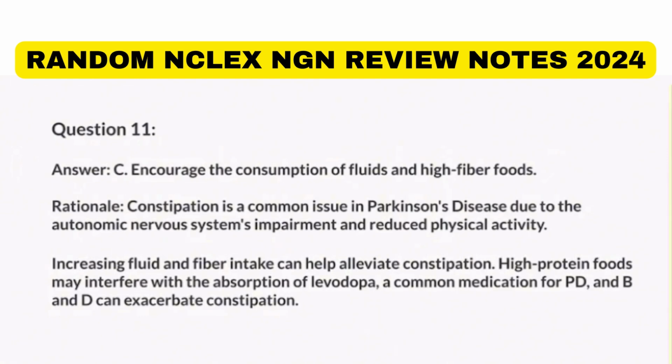Rationale: constipation is a common issue in Parkinson's disease due to the autonomic nervous system's impairment and reduced physical activity. Increasing fluid and fiber intake can help alleviate constipation. High-protein foods may interfere with the absorption of levodopa, a common medication for PD, and B and D can exacerbate constipation.